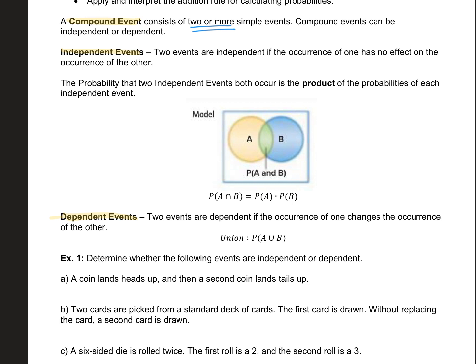So jumping right in, example 1 says determine whether the following events are independent or dependent. The first one: a coin lands heads up and then a second coin lands tails up. Does one event cause the second event to occur? No, it does not. So I would say that these events are independent of one another.